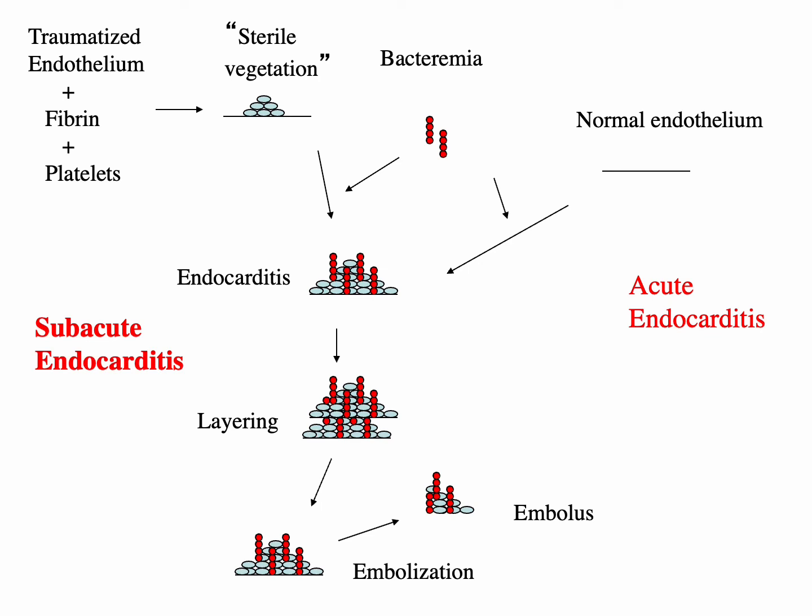So in the case of acute endocarditis, the bacteria that get into the blood are more virulent, like Staph aureus or Strep pneumoniae, so they can bind to the non-traumatized endothelium directly, and that leads to colonization, and then your body trying to fight it off will recruit platelets and other things, and that starts that vegetation. So the end result is the same. You have embolization and so on.